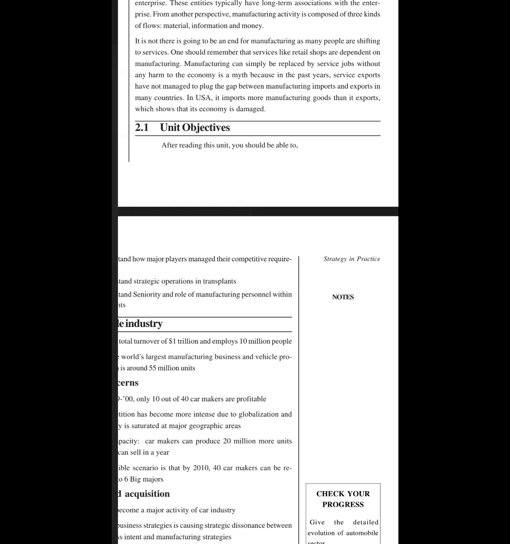Now we can see a lot of foreign companies coming into India in the form of FDI, foreign direct investment, right?